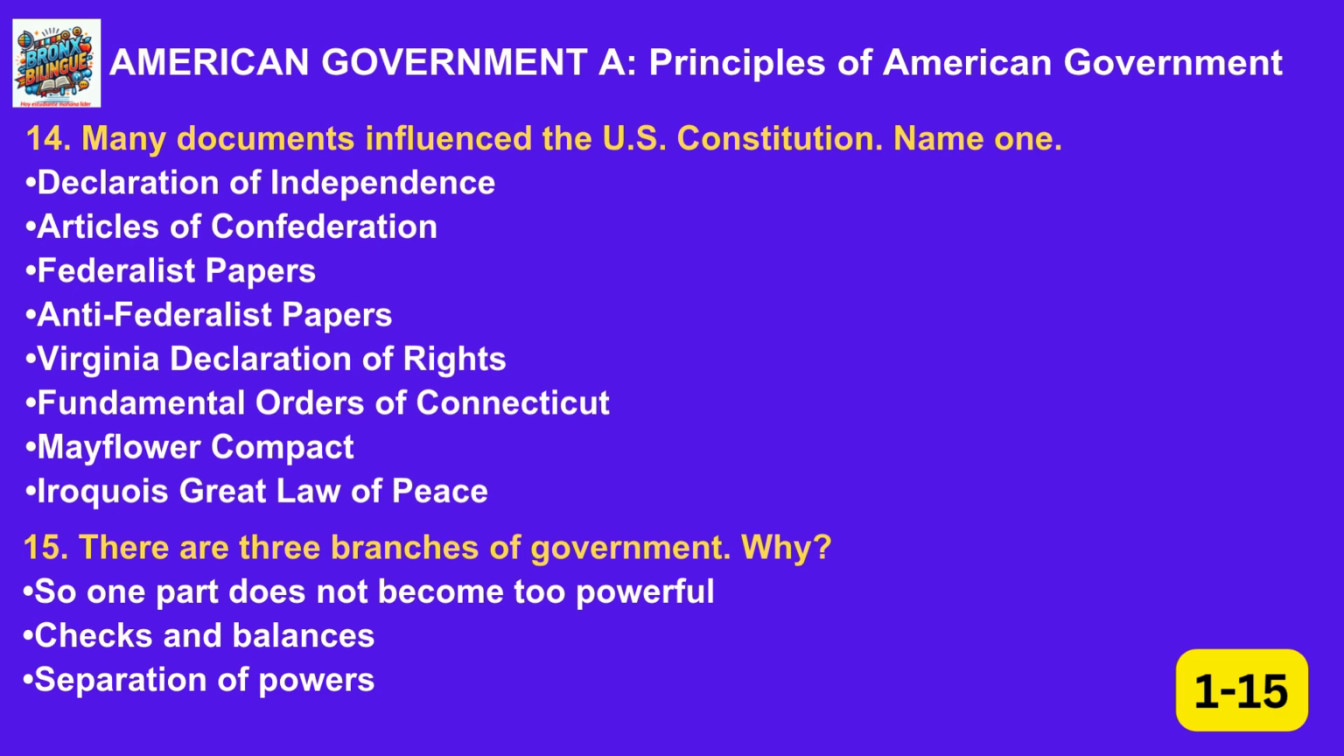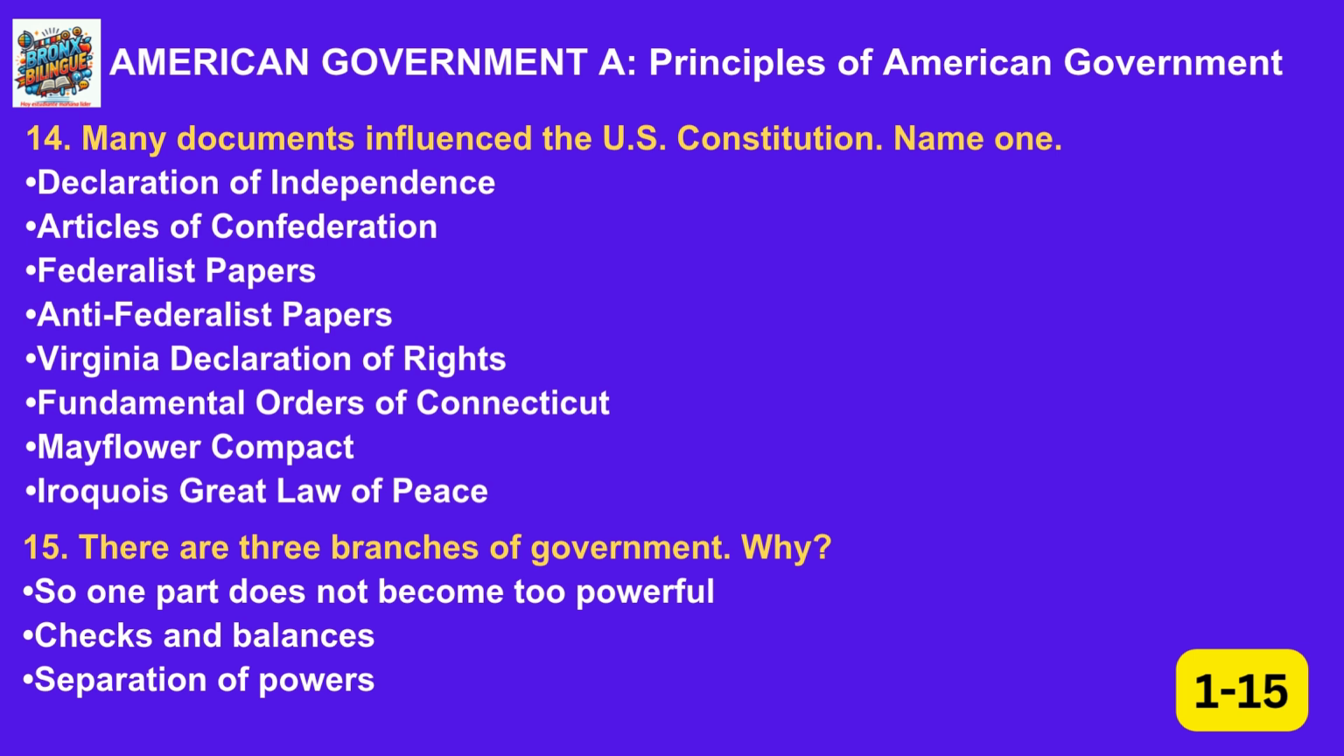Constitution. Name one. Declaration of Independence, Articles of Confederation, Federalist Papers, Anti-Federalist Papers, Virginia Declaration of Rights, Fundamental Orders of Connecticut, Mayflower Compact, Iroquois Great Law of Peace.